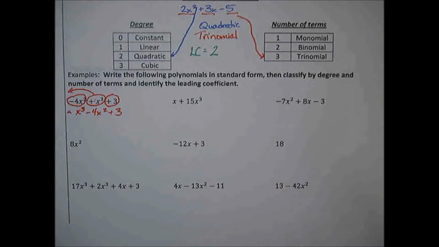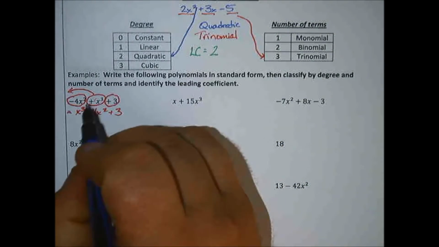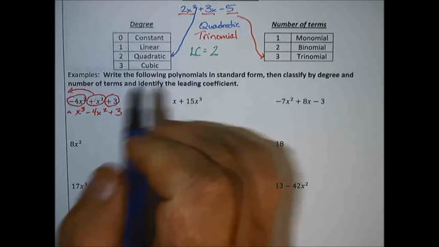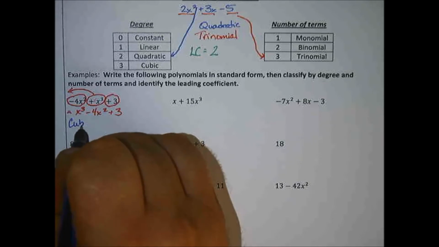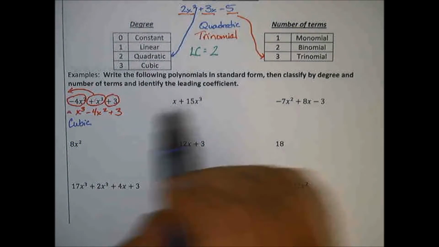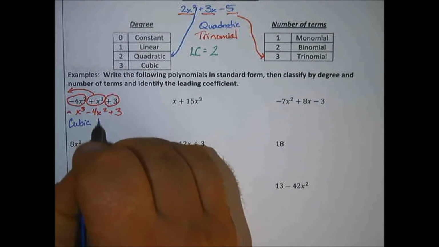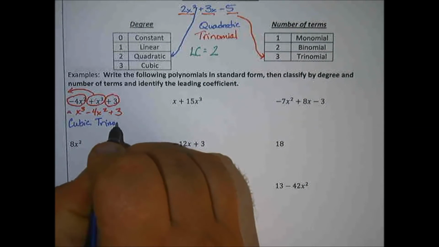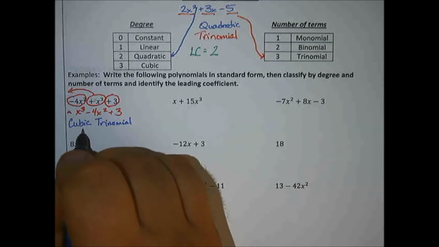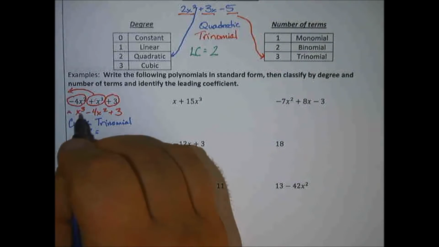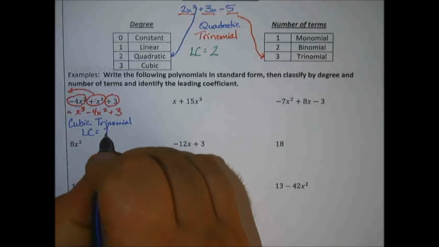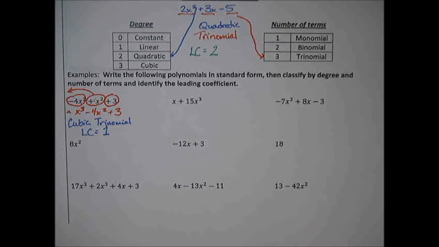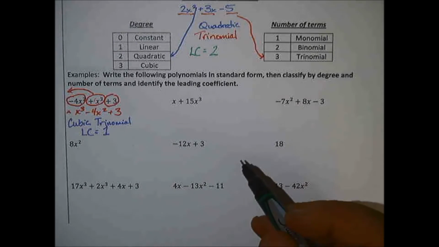So classify it by degree and number of terms. The degree is 3, so it's cubic. And then number of terms, there's 3 of them, so it's a trinomial. And then the leading coefficient equals, there's nothing in front of the x cubed, so we just say that equals 1. You're never going to have a leading coefficient of anything less than 1. It can't be 0. Sorry, it could be negative though, but it just can't be 0.